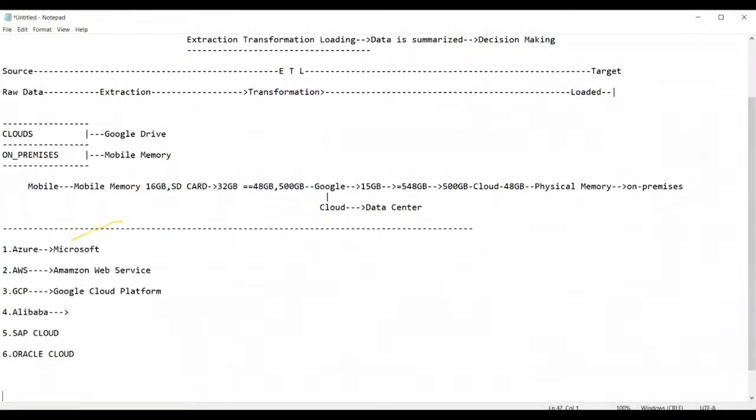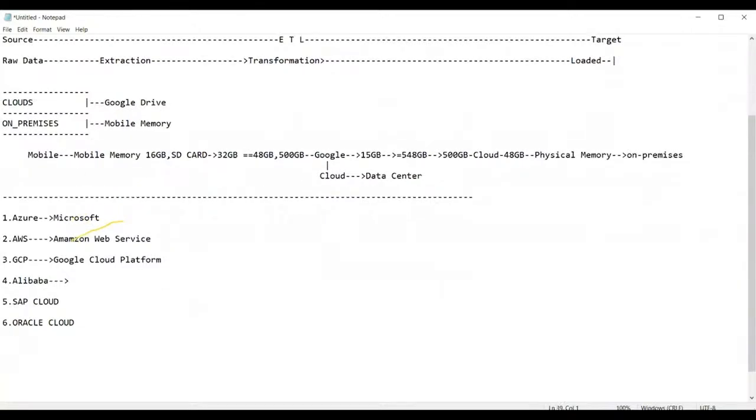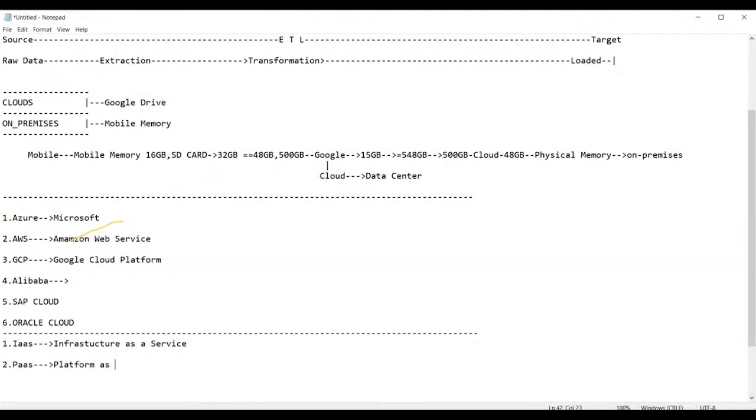So now, guys, these cloud services are basically classified or divided into three categories. What are they? The first one is IaaS. IaaS stands for Infrastructure as a Service. Then you have PaaS. PaaS stands for Platform as a Service.